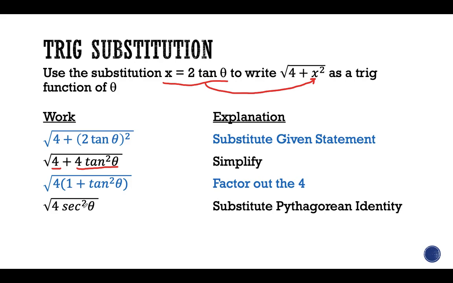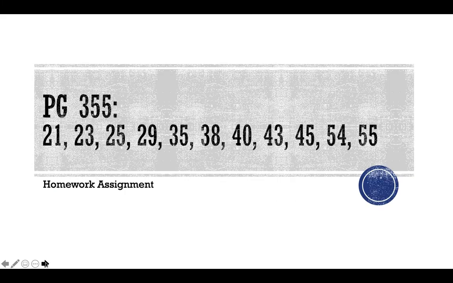Now, if we go back to this original problem, we couldn't take the square root of this because this addition sign was in the way. Well, by using a trig substitution, we have actually eliminated the addition problem. And now I can actually take the square root of this. The square root of 4 is 2, and the square root of secant squared is secant. So we have taken the square root and simplified this all the way down to 2 secant theta. So we use the substitution to change the square root of 4 plus x squared into a function of theta. That brings us to the end of our lesson today.